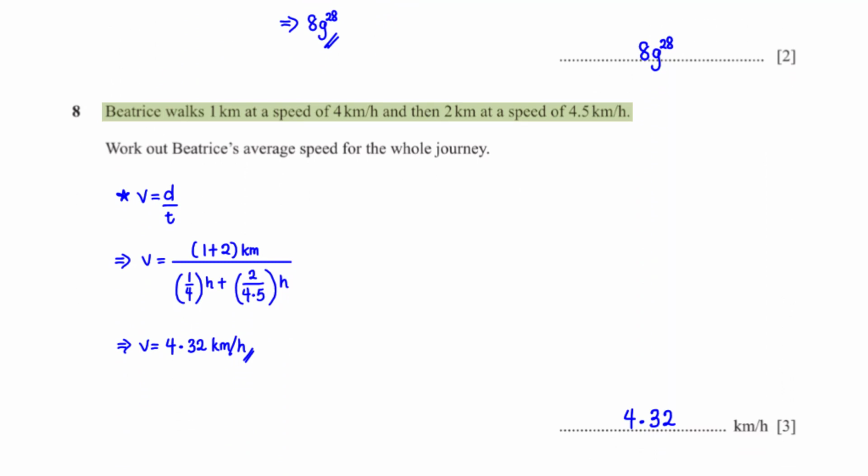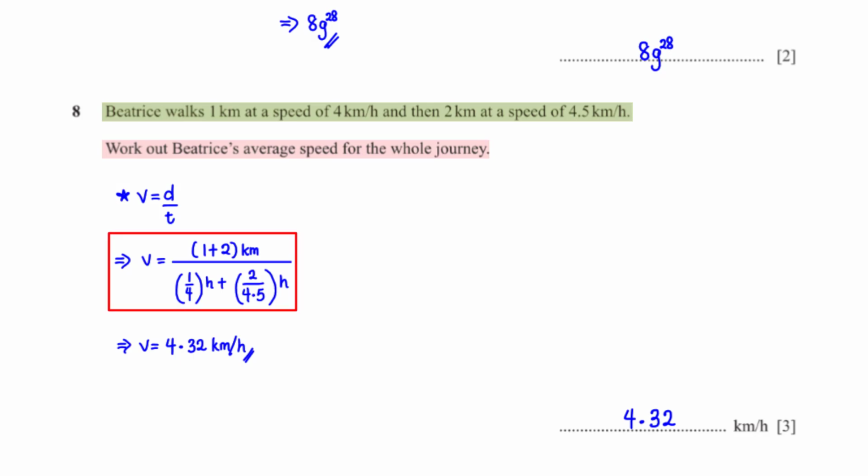Beatrice walks 1 kilometer at a speed of 4 kilometers per hour and then 2 kilometers at a speed of 4.5 kilometers per hour. Work out Beatrice's average speed for the whole journey. The average speed for the whole journey would be the distance she traveled for the whole journey divided by the time duration for the entire journey. The total distance she traveled is 1 plus 2 kilometers.